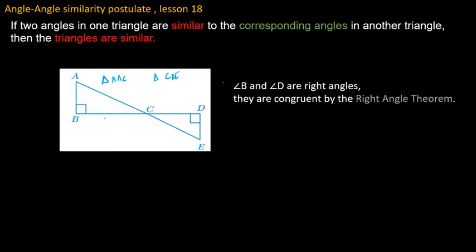Now, notice that angles B and D are both right angles. I'm not guessing that, I am told that in the diagram. They give me that right angle symbol. Because both of these are right angles, I know that they're both 90 degrees, and I know that they're congruent by the right angle theorem. Makes sense. If I've got two right angles, they must be congruent because I know that all right angles measure 90 degrees. Angles of equal measure are congruent. So, since I know B and D are both right angles, I know they are congruent.